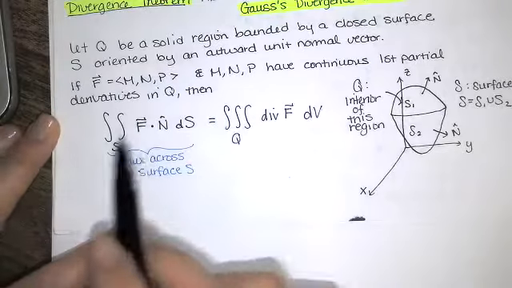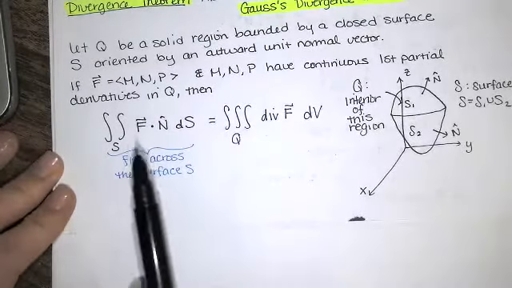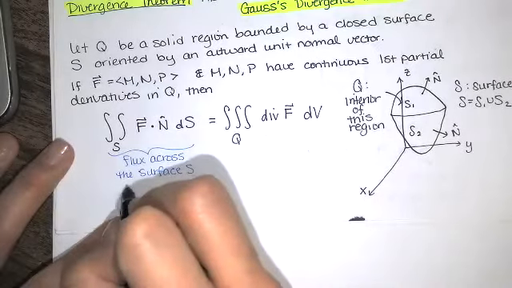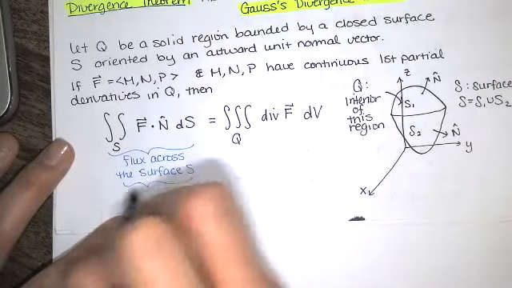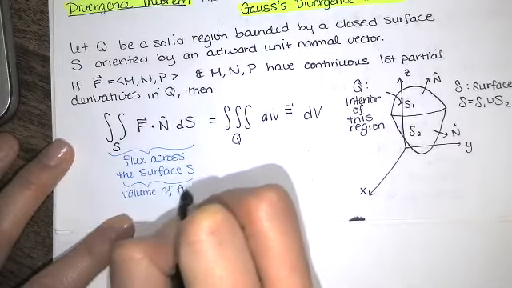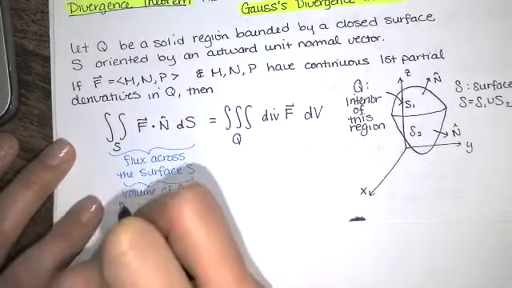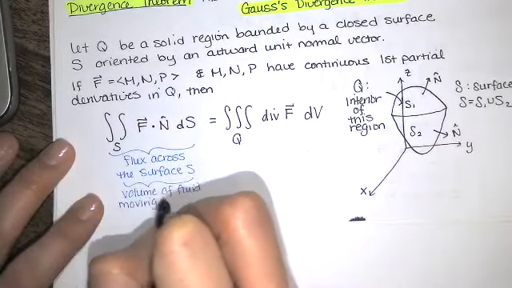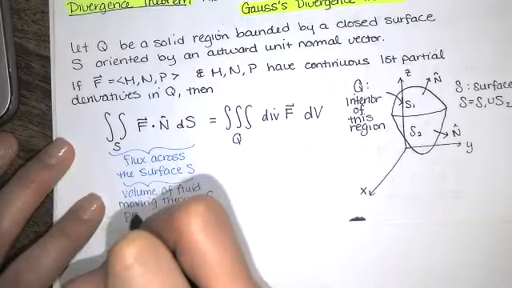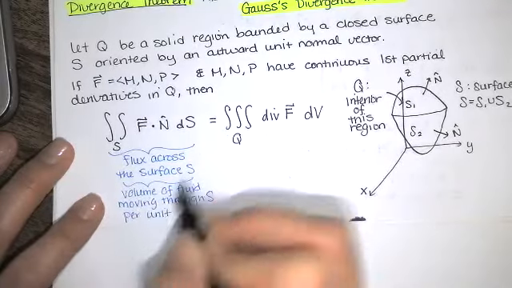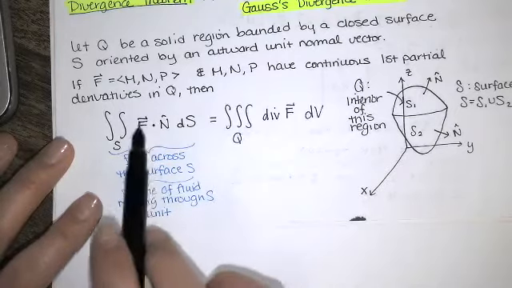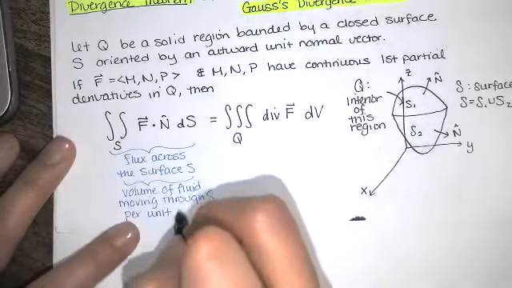But flux across the surface S, if F represents the velocity of a fluid, is a volumetric flow rate. This is the volume of fluid moving through the surface per unit time. And if you're wondering where the time is coming from, I don't see any time. It's in that velocity vector right there.